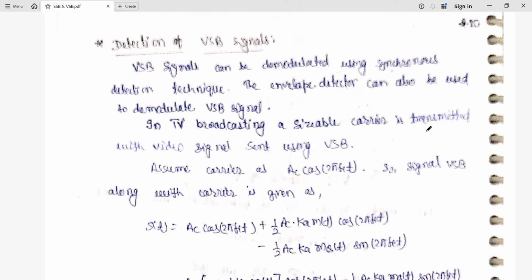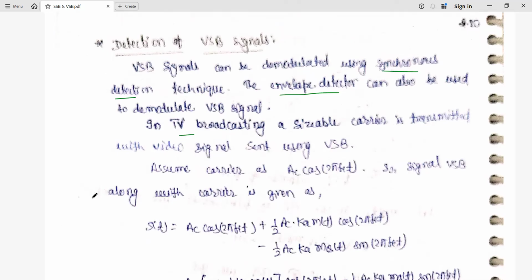How we are going to detect it, the time domain representation, we are going to see here. This is based upon synchronous detection techniques, and later we are going to utilize envelope detectors. The envelope detector we have already seen in an earlier lecture, which is available in the playlist. It is used mostly in the case of TV broadcasting, where both audio and video signals are available.